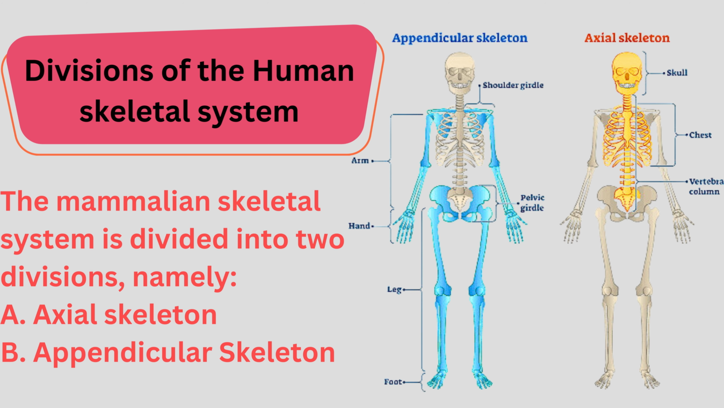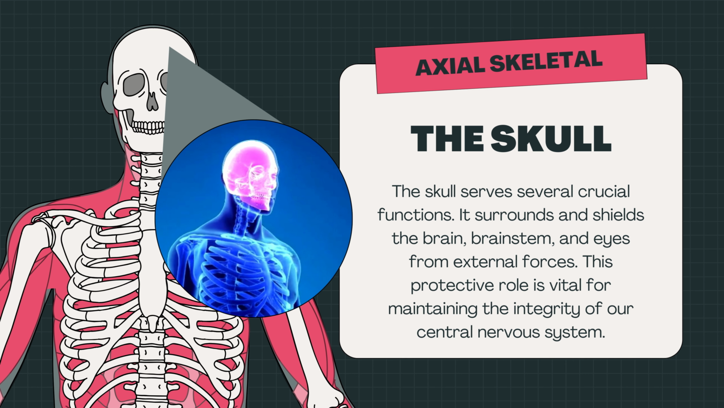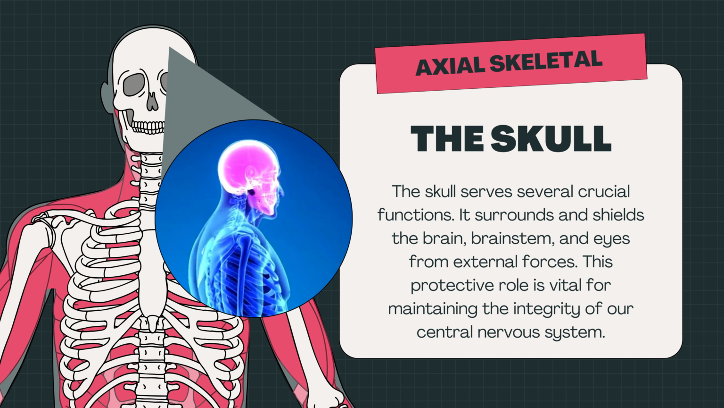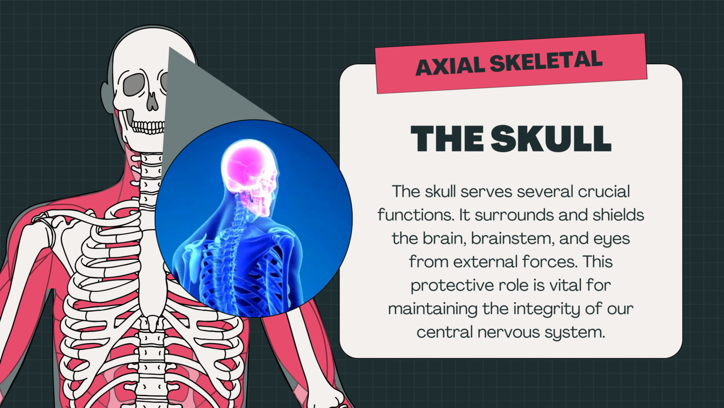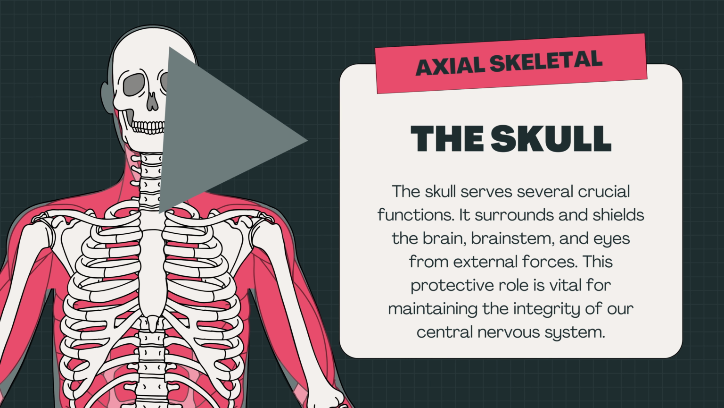Let's look at the bones of the axial skeleton, starting with the skull. The skull is the skeleton of the head. It protects the brain and delicate organs such as the eyes, the inner part of the ear, the nose cavity, and the jaws. It also bears the teeth which aid in grinding of food.